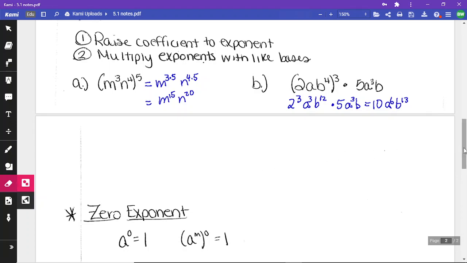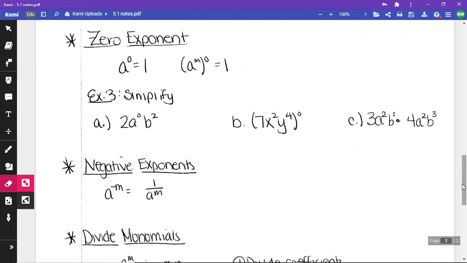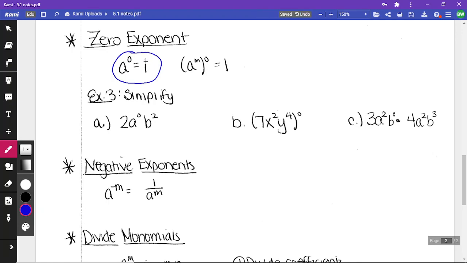So the next thing we're looking at is zero exponent. What do we do when the exponent is zero? Well, this is the rule. Any base, let's say a, raised to the 0 power is 1. So that's pretty simple. It doesn't matter what the base is. If you raise that base to 0, you get 1. So in this next example, we have a to the m power, a to the m. You raise that to the 0, it's 1. Okay?